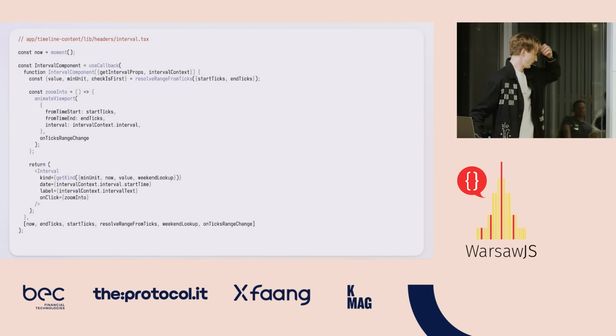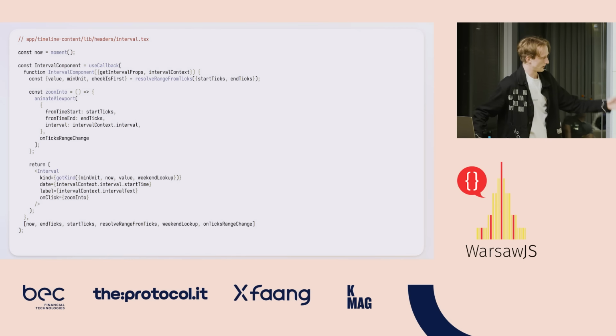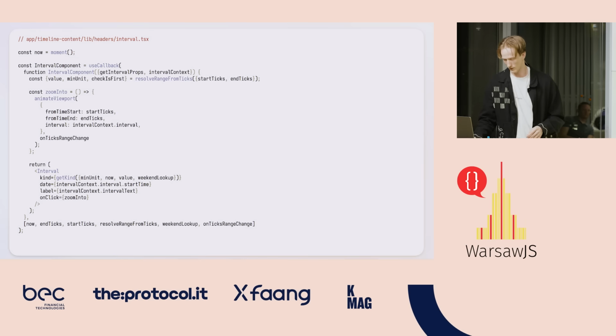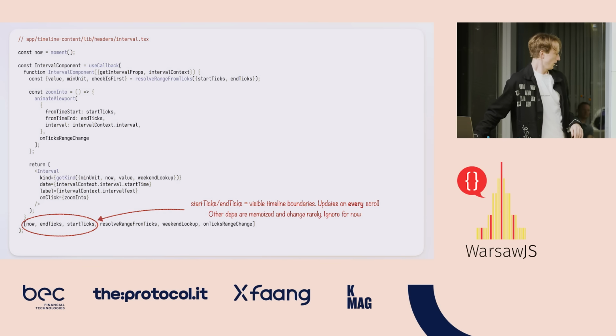Yeah, after that, let's analyze our dependencies one by one. And yeah, those three look really suspicious. startTicks and endTicks are basically the boundaries of our visible canvas. So yeah, they indeed update on every scroll event. We can ignore the rest for now. They were memoized, so not interesting.